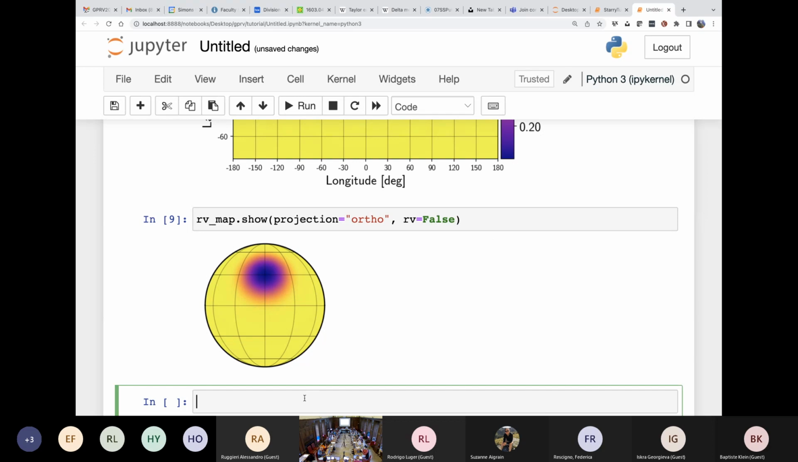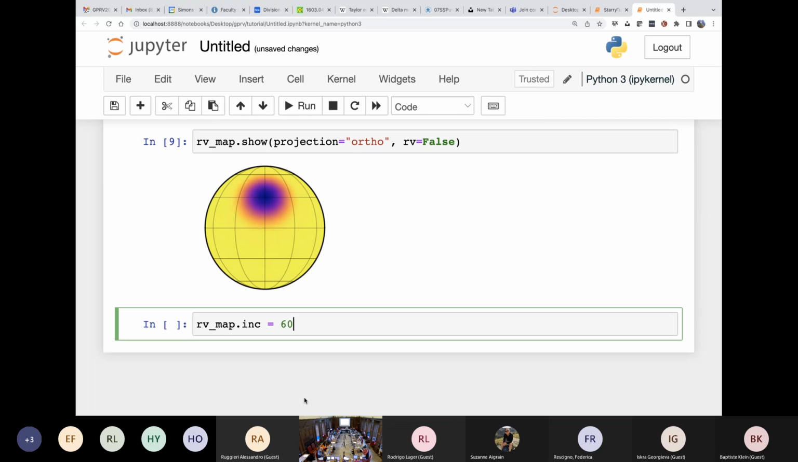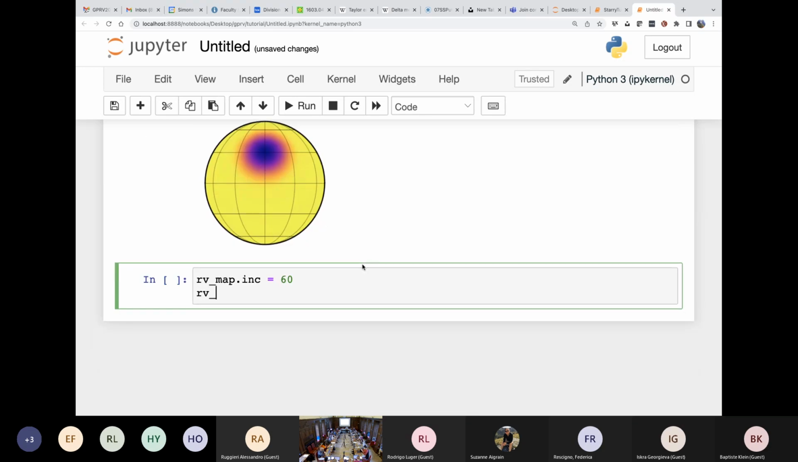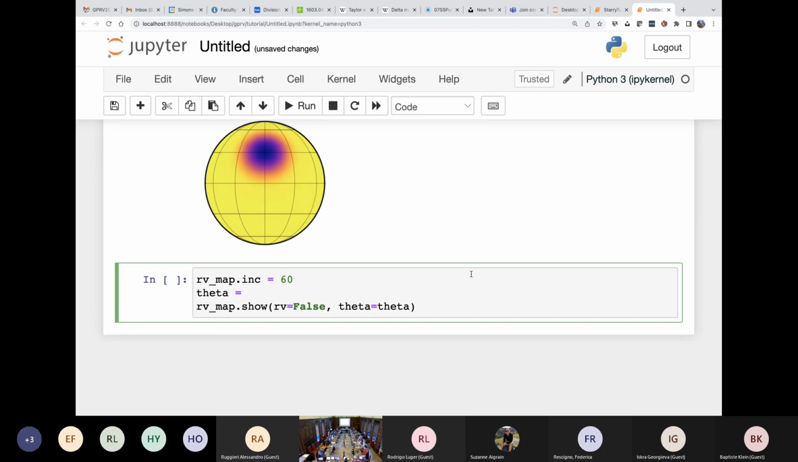So I'm going to do two things actually. The first thing I'm going to do is incline the star. I'm going to give it an inclination of 60 degrees. And then I'm going to do rvmap.show with RV equals false. And I'm going to change, like you said, the angle at which I see the star. So let's look at it at a rotational angle of 30 degrees.